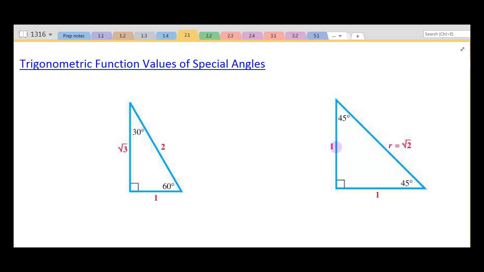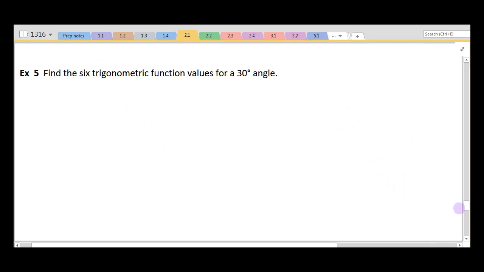So these two special triangles are key components to the remainder of this course and all of the trig that you will ever encounter again in any other course. It becomes really important that you memorize the trig function values for these two triangles. So let's go down here and come up with this for a second. Here I'm being asked to find the 6 trig function values for a 30-degree angle.